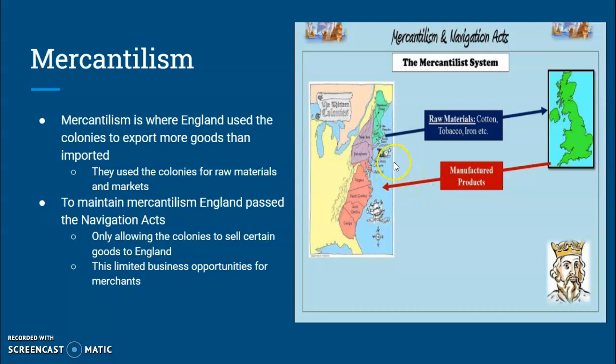Okay? So if you were a tobacco farmer in South Carolina, you could only sell that tobacco to England, not any place else in the world. And if you think of it from a business standpoint, this will frustrate colonists because you're telling them who they can and cannot do business with. It's limiting your ability to make money.